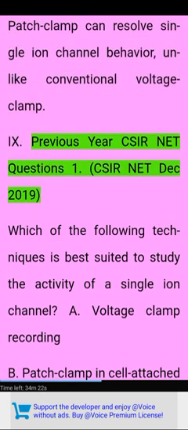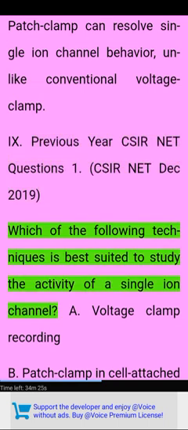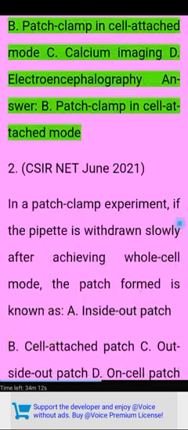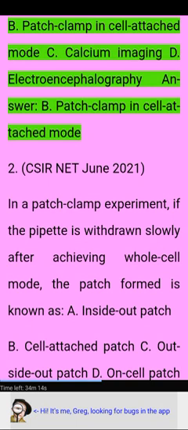Previous year CSIR NET questions. 1. CSIR NET December 2019. Which of the following techniques is best suited to study the activity of a single ion channel? A. Voltage clamp recording. B. Patch clamp in cell attached mode. C. Calcium imaging. D. Electroencephalography. Answer: B, patch clamp in cell attached mode.